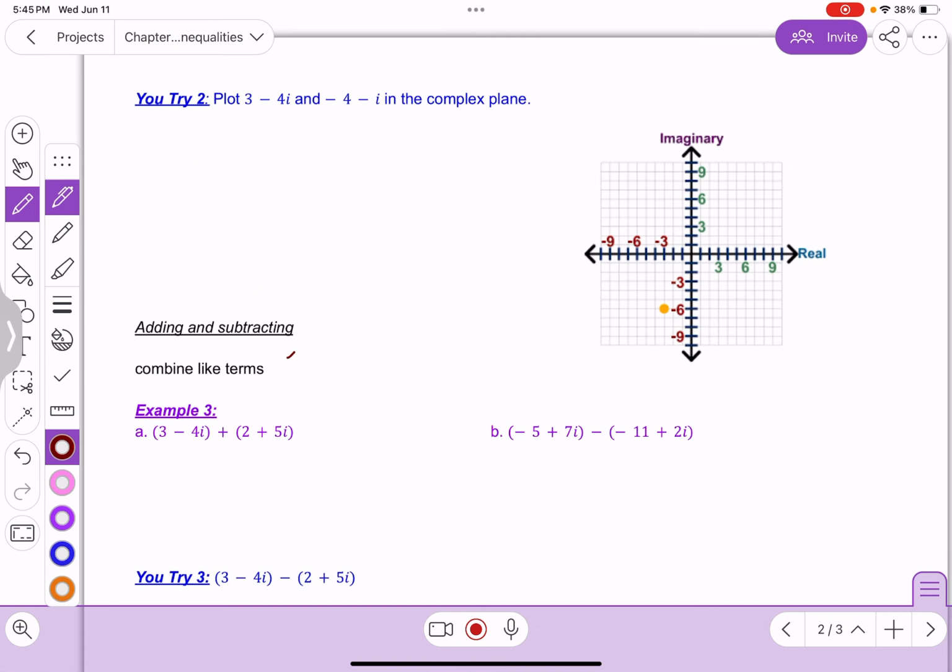So why don't you pause the video and try to plot these two? So this would be 3, comma negative 4. 1, 2, 3. And this would be negative 4, negative 1. Should be right there.